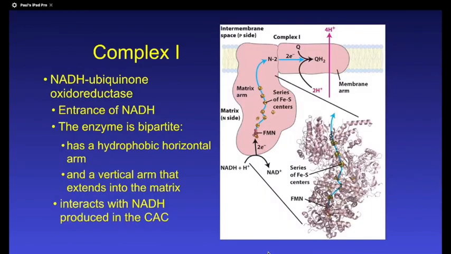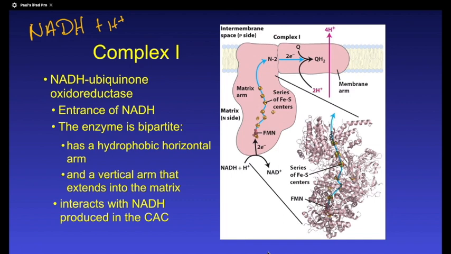So let's start off with complex 1, and if we start off with complex 1, we need to know this. We are dealing with the electron carriers of NAD itself in complex 1. And so NAD, and then we always carry around a proton with that, will give its 2 electrons into the protein called complex 1.